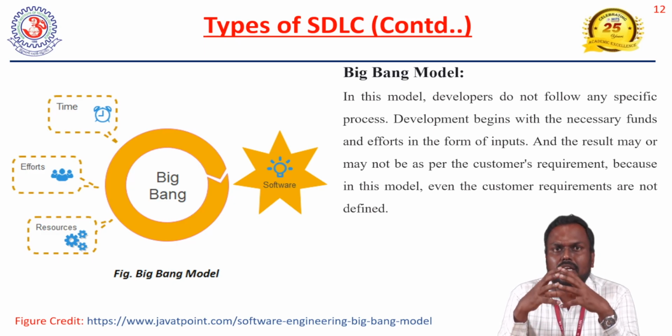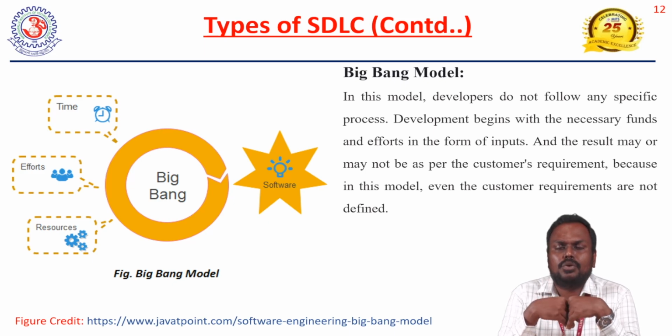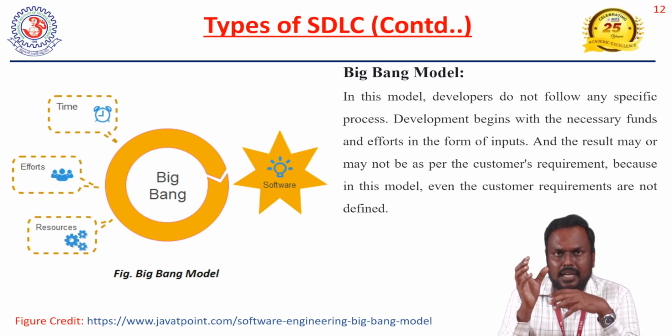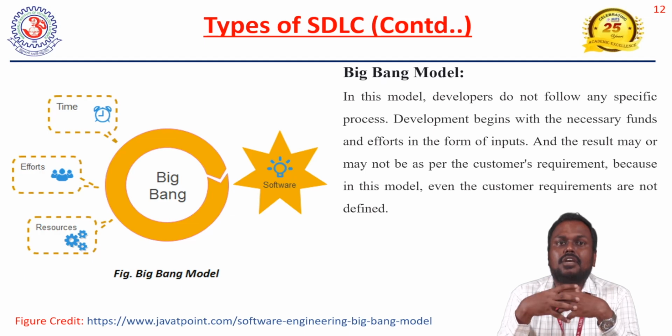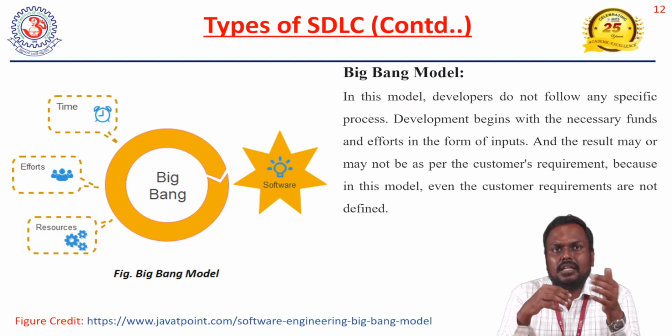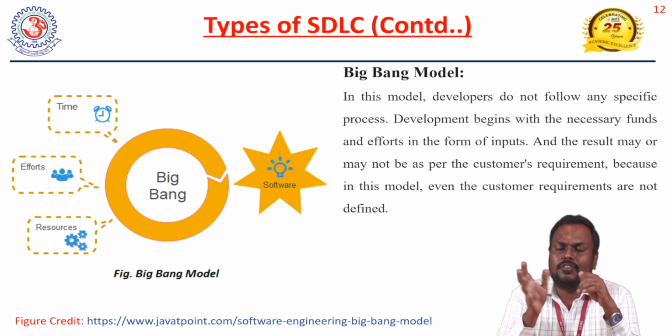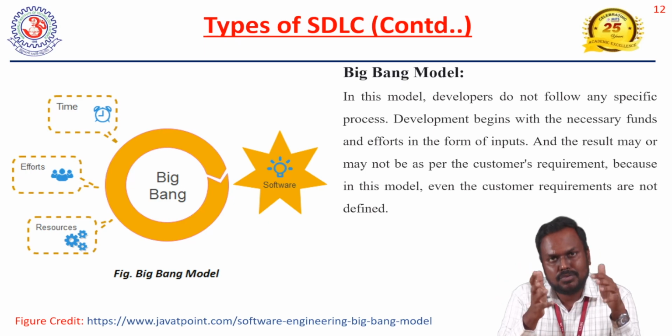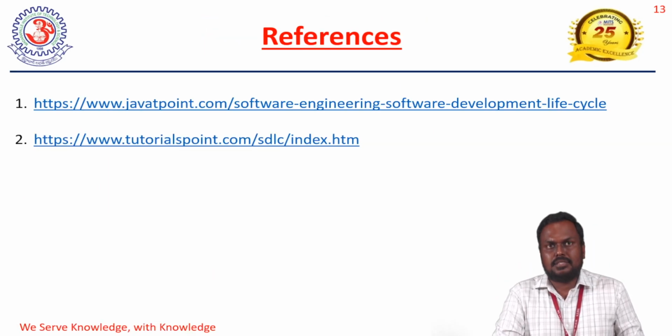So based on the project, based on the requirement, this big bang model will tell you which part of the entire software development cycle has to be given more importance. We'll be working on that one. Remaining things will be well defined, which we will be using in other models also, we'll be using the same.